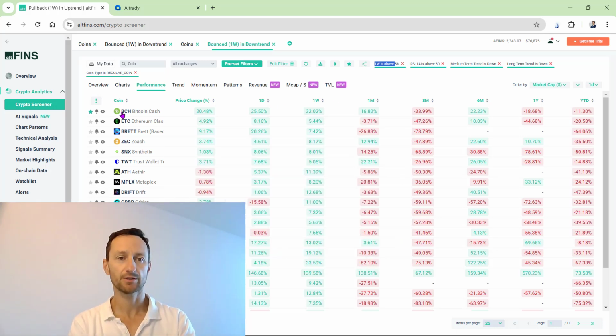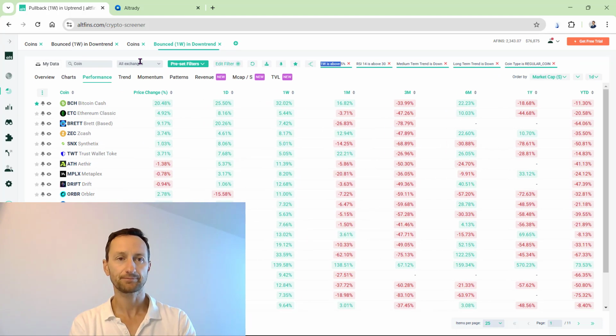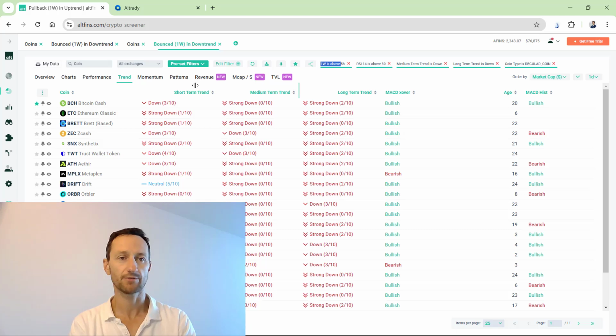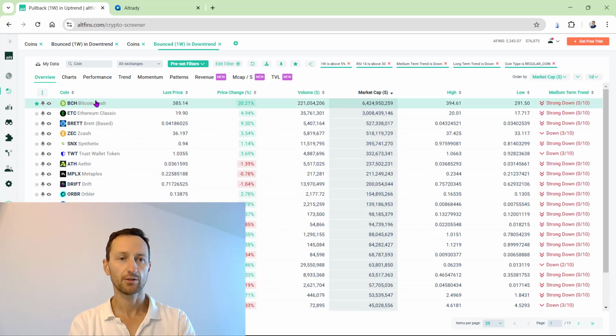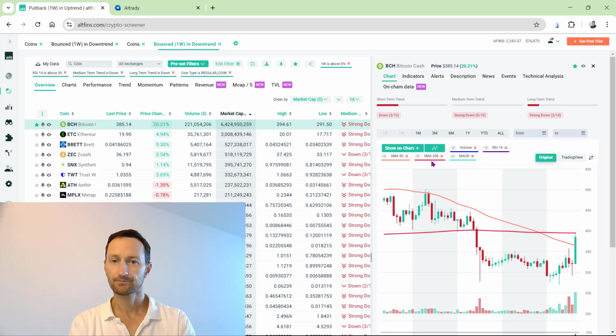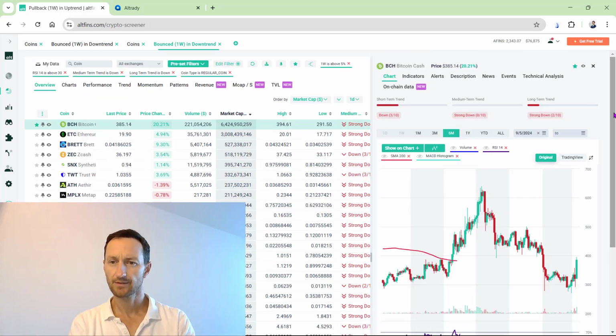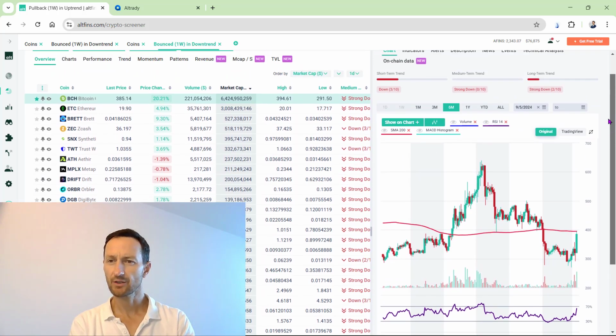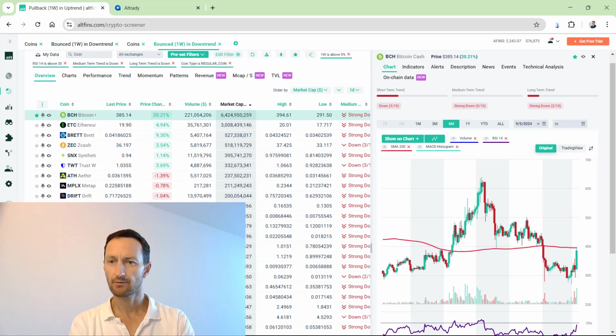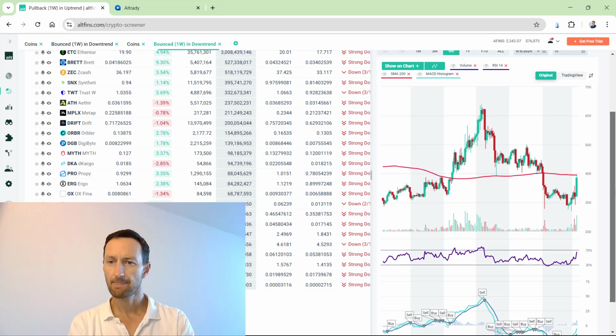Right at the top of this list is Bitcoin Cash. It's up 25% in the last 24 hours, 32% in the last week. Let's take a look at it. This could be a good short selling opportunity on the bounce up because it is in a downtrend, as I mentioned, on the trend basis, right? So let's take a look at the details of this setup. I'm going to get rid of the 50-day moving average. Let's pull up a 6-month chart here. You can also launch a TradingView chart if you like, right here, but this is sufficient for me.